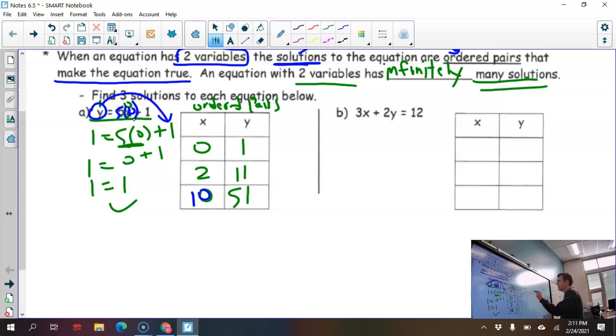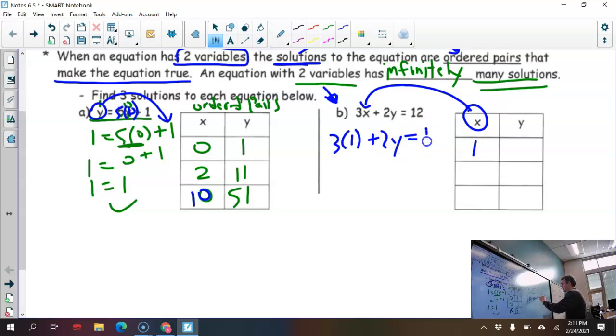But example B, not so easy. When the y is not by itself, it's not as easy to come up with ordered pairs, but we can still do it, and it's not that hard. So the way you would do it is you would pick a value for x, like say 1, and you would substitute that in for x. So I would say 3 times 1 plus 2y equals 12, or 3 times 1 is 3, so 3 plus 2y equals 12.